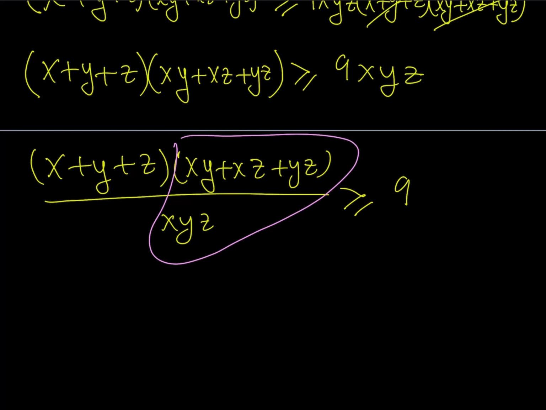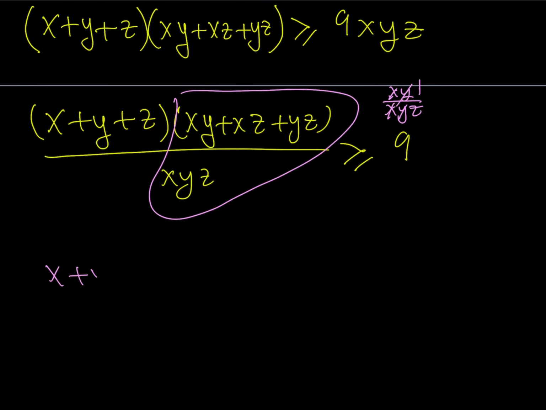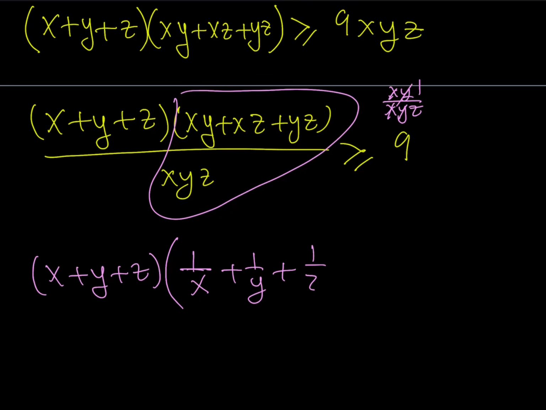Notice that if you divide xy by xyz, you're going to get 1 over z from there, and it's true for all the other expressions. So that's going to give you 1 over x plus 1 over y plus 1 over z. Multiply by x plus y plus z. This is going to be greater than or equal to 9.